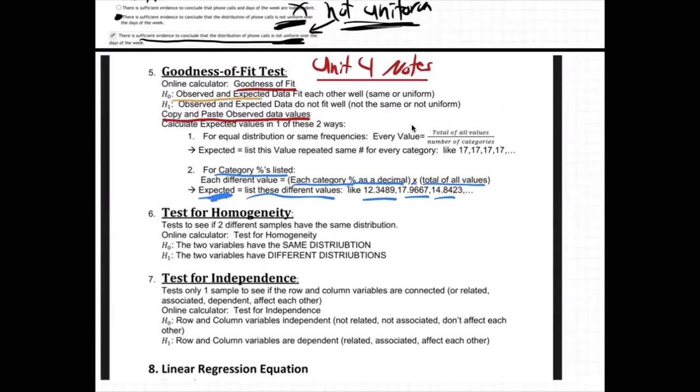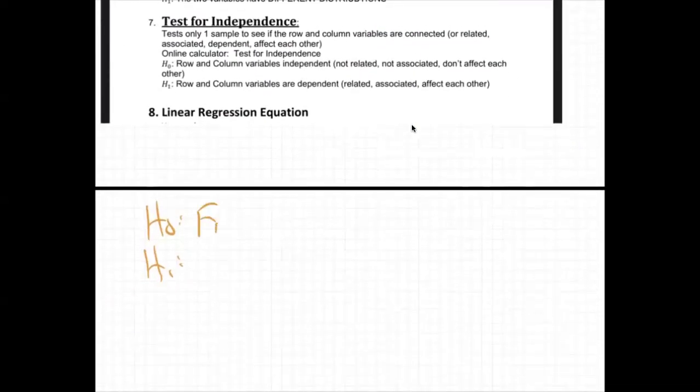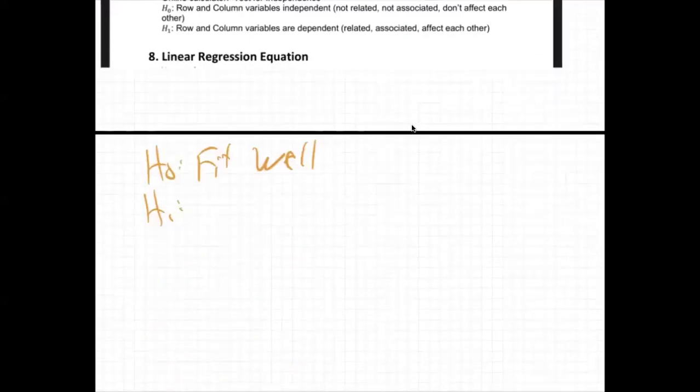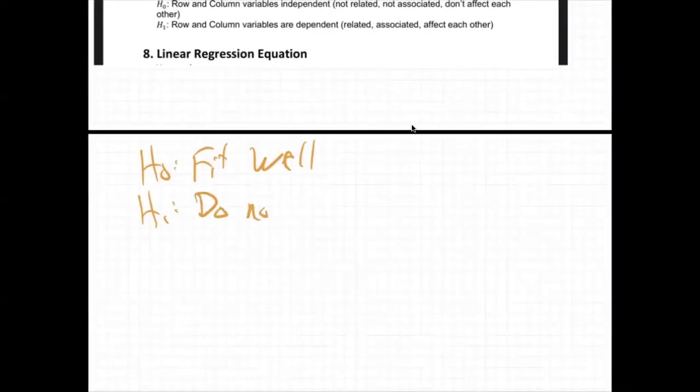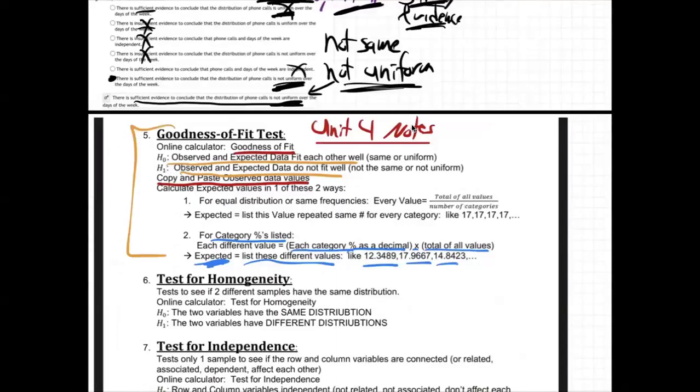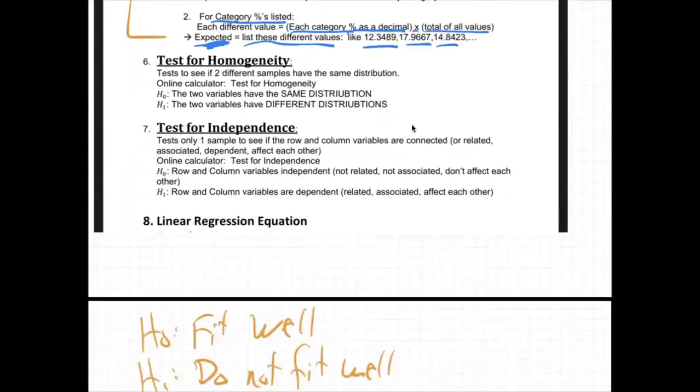The H0 is observed and expected data fit well. So H0 is they fit well. And H1 is they do not fit well. I'm just getting that right off the notes, right? See right here on the notes, goodness of fit test from the Unit 4 notes, okay?